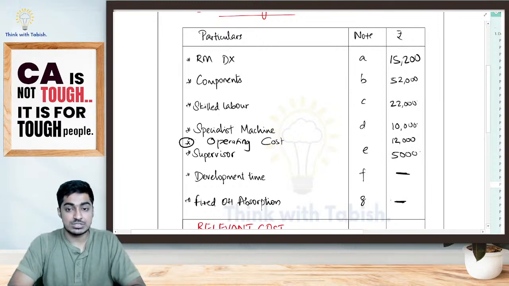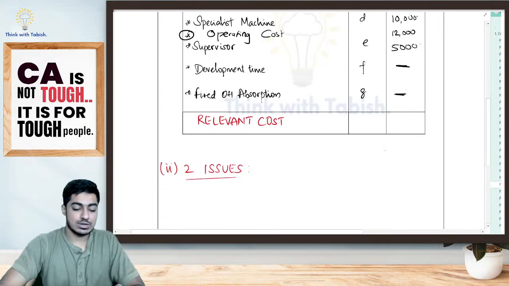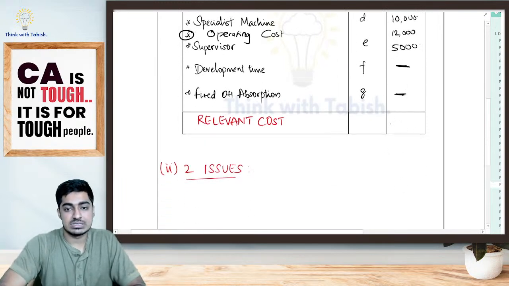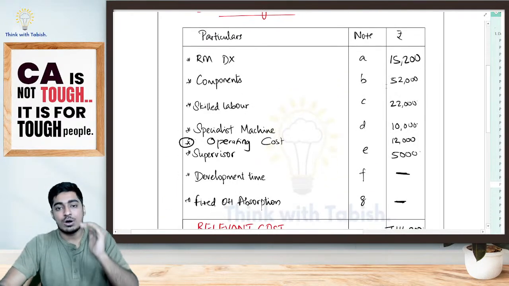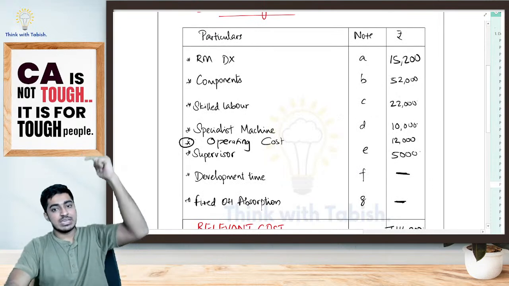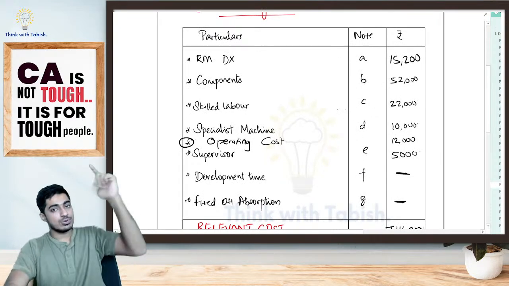So total, how much is it, students? It is 1,16,200 rupees. Yes, I have already given all the notes, above all those A, B, C, D, E. I have written it here. Above notes have been given.